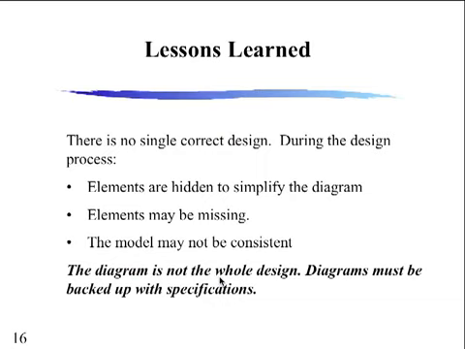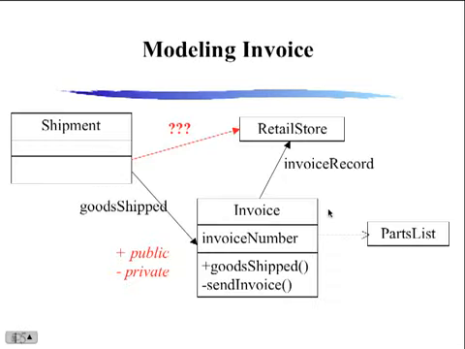So lessons learned: there's no single correct design. And we should probably highlight that, put it in bold, underline it. During the design process, elements are going to be hidden. Even if you take an object-oriented design approach, as we've seen here, there's no standard. We're going to put the public and private in here, and we're going to show this correlation. And the downfall to this entire methodology is that we're only showing what we intend to show. We're leaving out a lot of information.